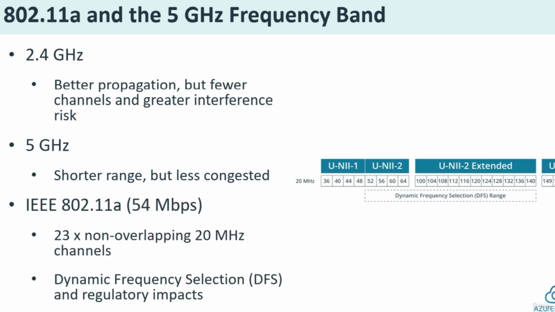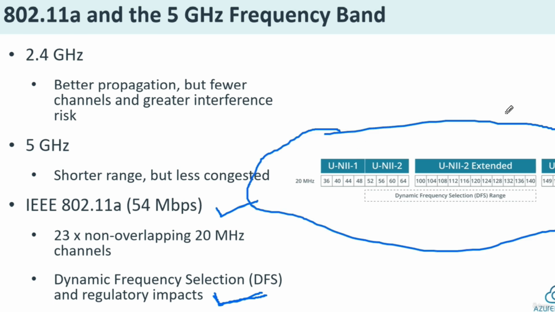IEEE 802.11a, 54 Mbps. Early 5 GHz Wi-Fi standard with 23 non-overlapping channels, uses DFS to avoid radar interference. Dynamic frequency selection, DFS, automatically switches the channels to avoid conflicts with weather, military radar, required by law in some regions.